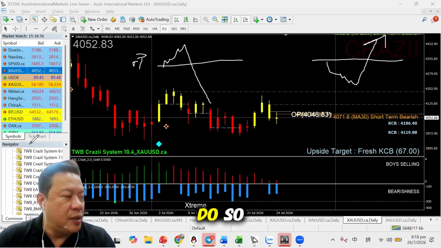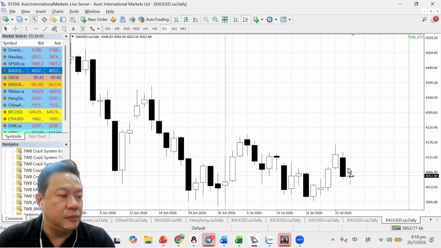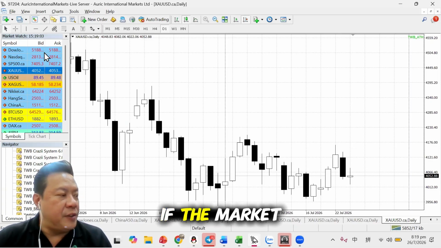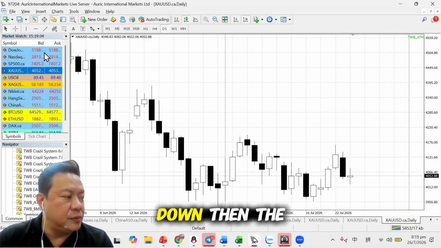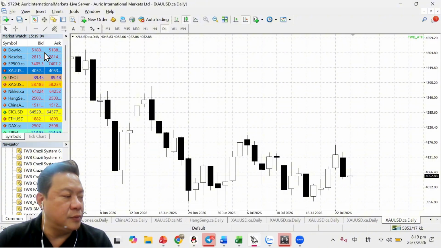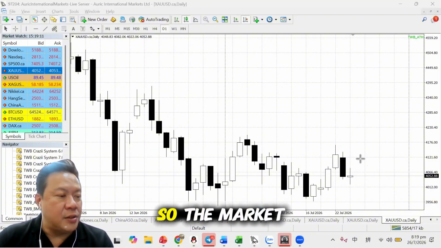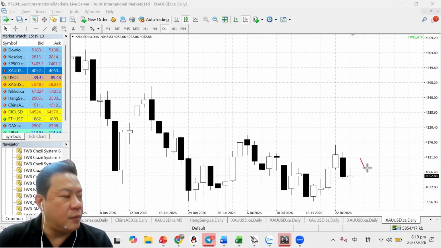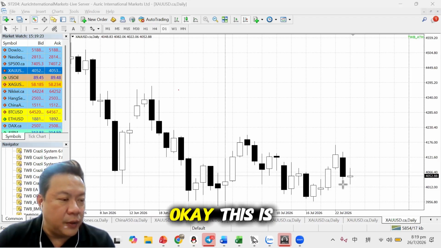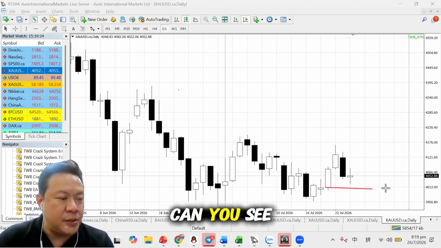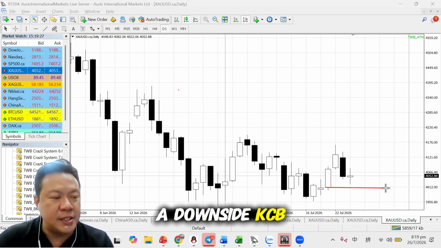What should we do? So what we do is that you go to the black and white chart, to make it simple. If the market chooses to go down, then the market has to do what? So if the market is supposed to go down tomorrow, for some reason, okay, this is the KCB. Can you see that? This is the downside KCB.